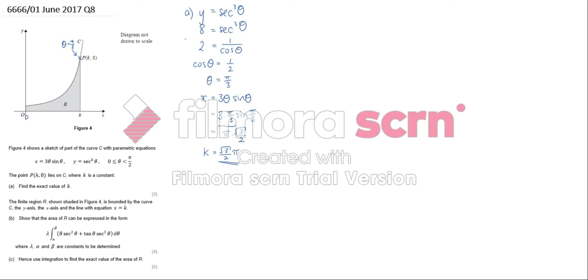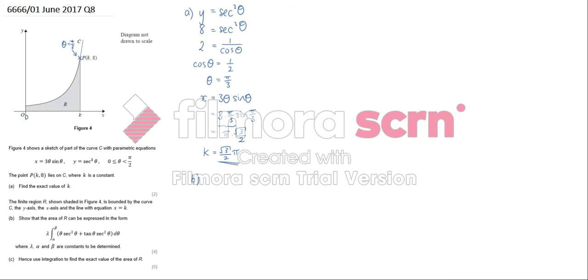Next we're given some information about the finite region R, and then we are asked in part B to show that the area of R can be expressed in the particular form given. And when we look at that form, we see that it is an integral of a function written in terms of theta, so that's the parametric variable, with respect to theta. So we're looking at parametric integration here.